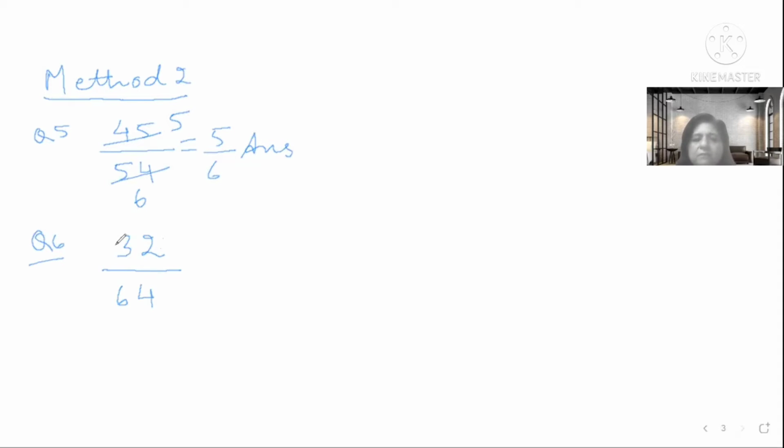32 upon 64. So here, what is the common factor? 32 multiplied by 2, we get 64. So 32 ones are 32 and 32 twos are 64. So here we get 1 by 2 as the simplest form. Another question.